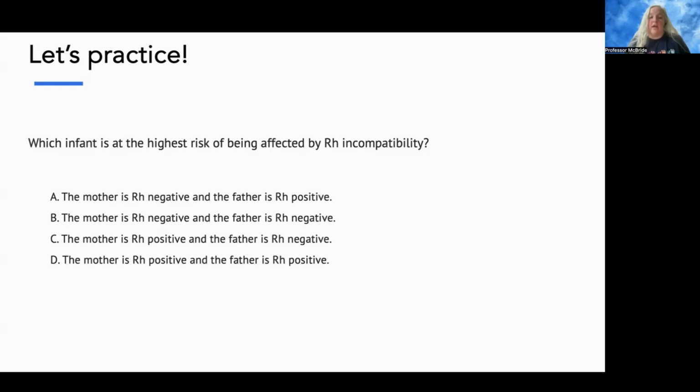So how are we going to have the possibility of producing an infant that's Rh positive? If we have a mother who's negative and a father who's negative, their baby is going to be Rh negative. But if we have a mother who's Rh negative and a father who's Rh positive, we have a possibility of producing a baby that is Rh positive. And so this is going to be the infant that is the highest risk of being affected by Rh incompatibility because this is the baby that could potentially have an Rh positive blood type. So the correct answer for this is A.